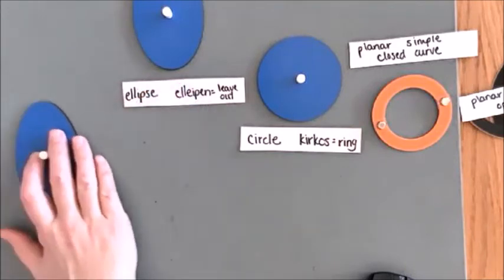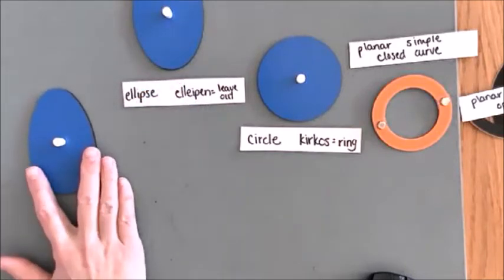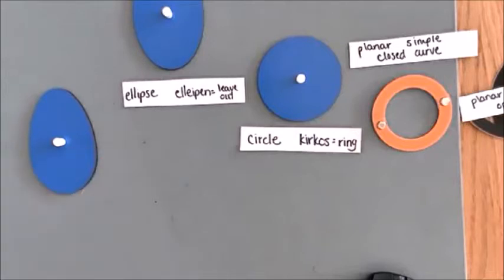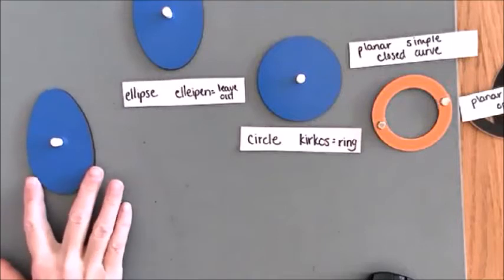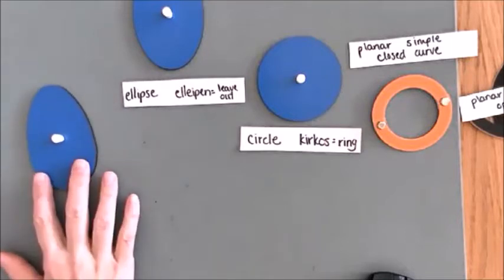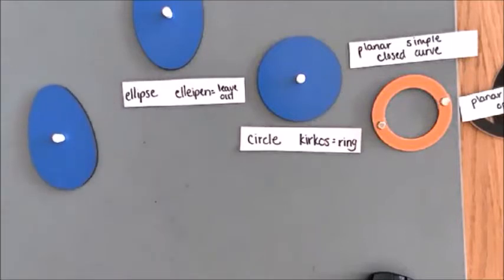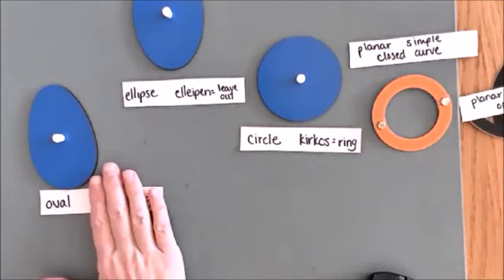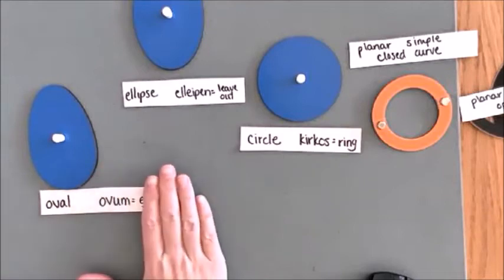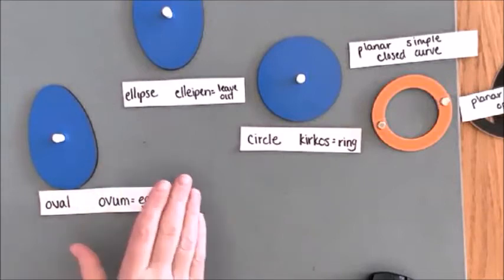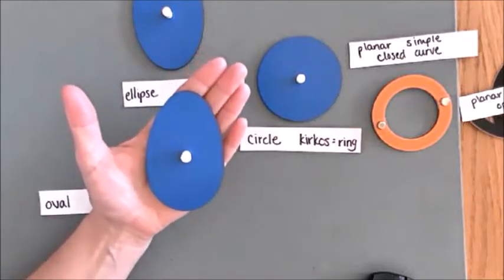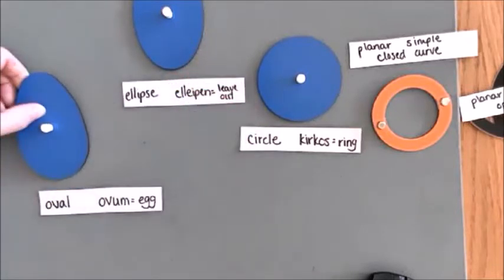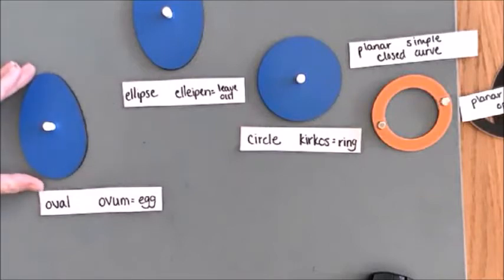Now we're going to look at this last planar curve that we have in our geometry cabinet. This one looks a lot like the ellipse, except this one is wider on the bottom and narrower on the top. And this one has a special name. What is this one called? An oval. This one's called an oval. It comes to us from the Latin ovum, which means egg. You can really see that it looks egg-shaped. Oval, the root of oval is ovum, meaning egg.